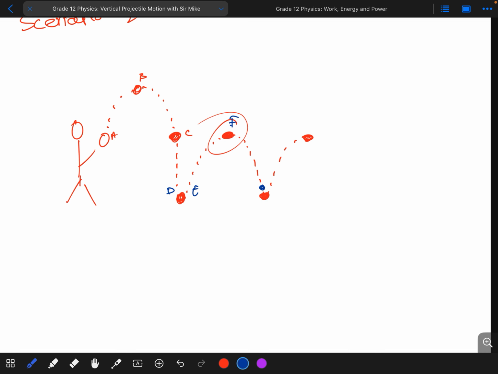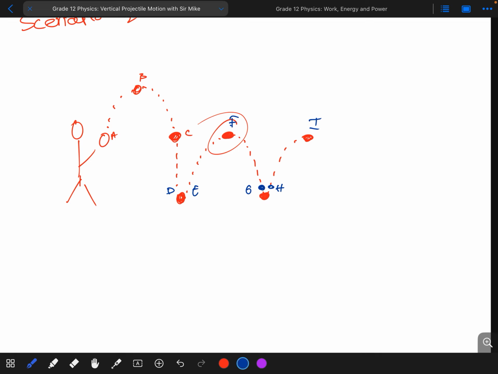It does the same thing. I'm going to look at the velocity of the object before it collides with the ground, just split seconds before it collides with the ground. So this would be point G, and after this would be point H, and that will simply be point I.